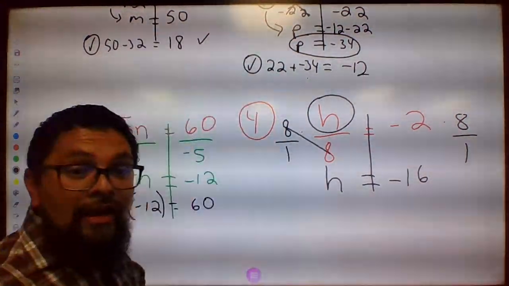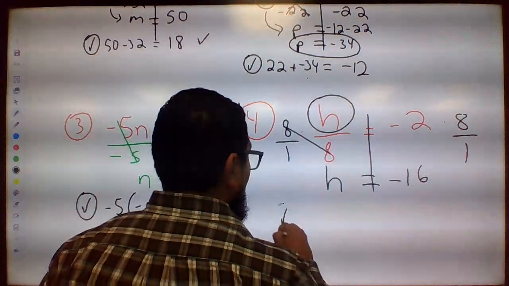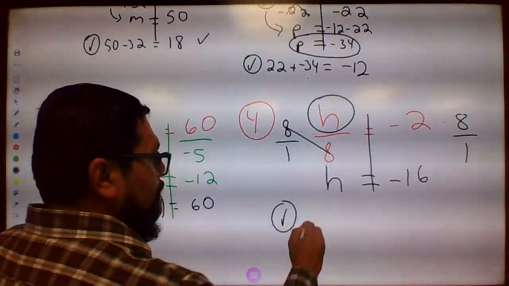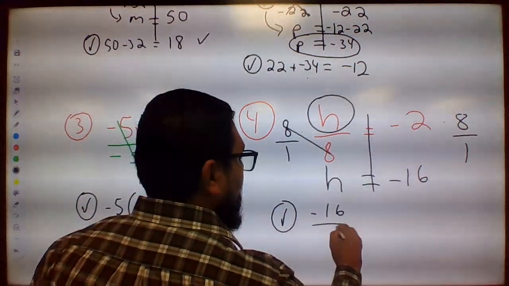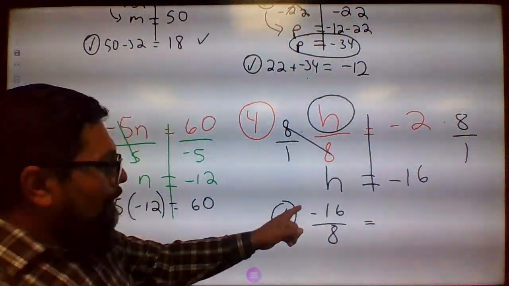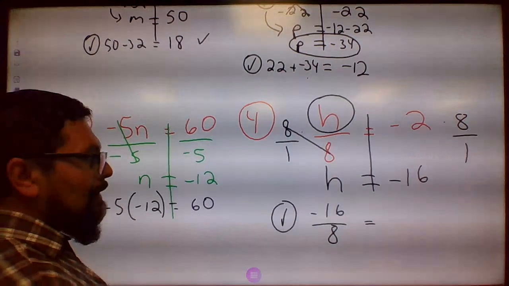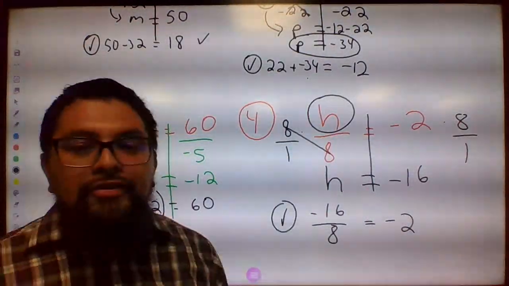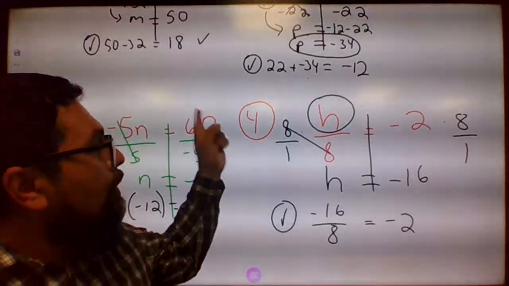Now let's check our answer. Checkala. So let's do it. Substitute negative 16 in here. So negative 16 divided by 8. A negative divided by a positive is a negative. So your answer is negative 2. Our answer does check out. So we're done with 1, 2, 3, and 4.